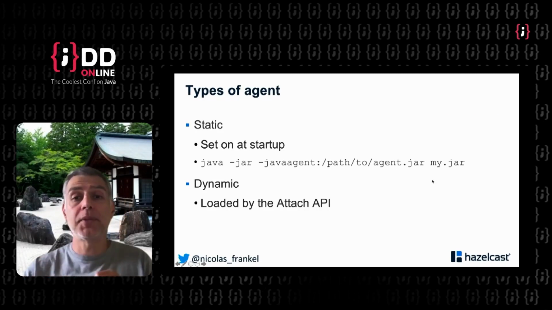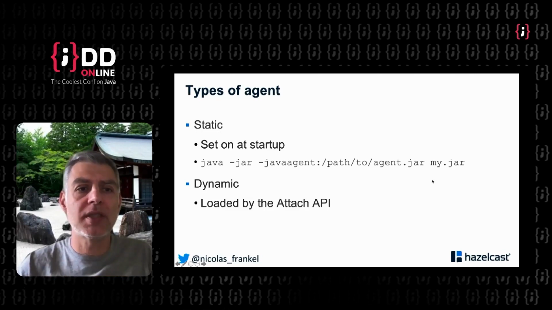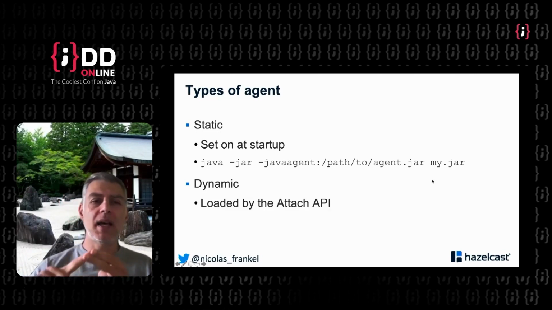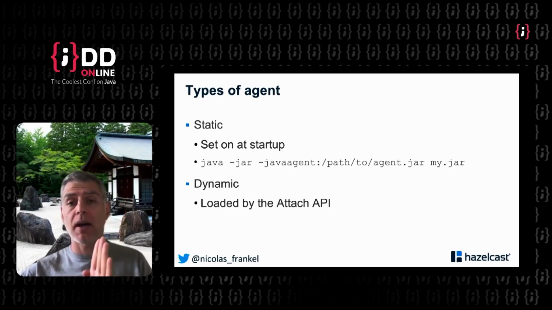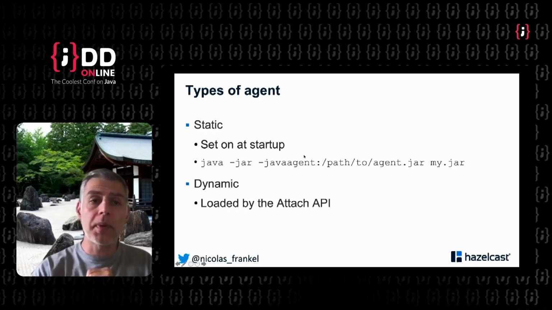There are two types of agents. In general, people are familiar with the first one, which is the static agent. A static agent is set when you start the JVM. So you add -javaagent, colon, and then the path on the file system to the agent jar. This is the additional argument that you pass compared to java -jar my.jar.